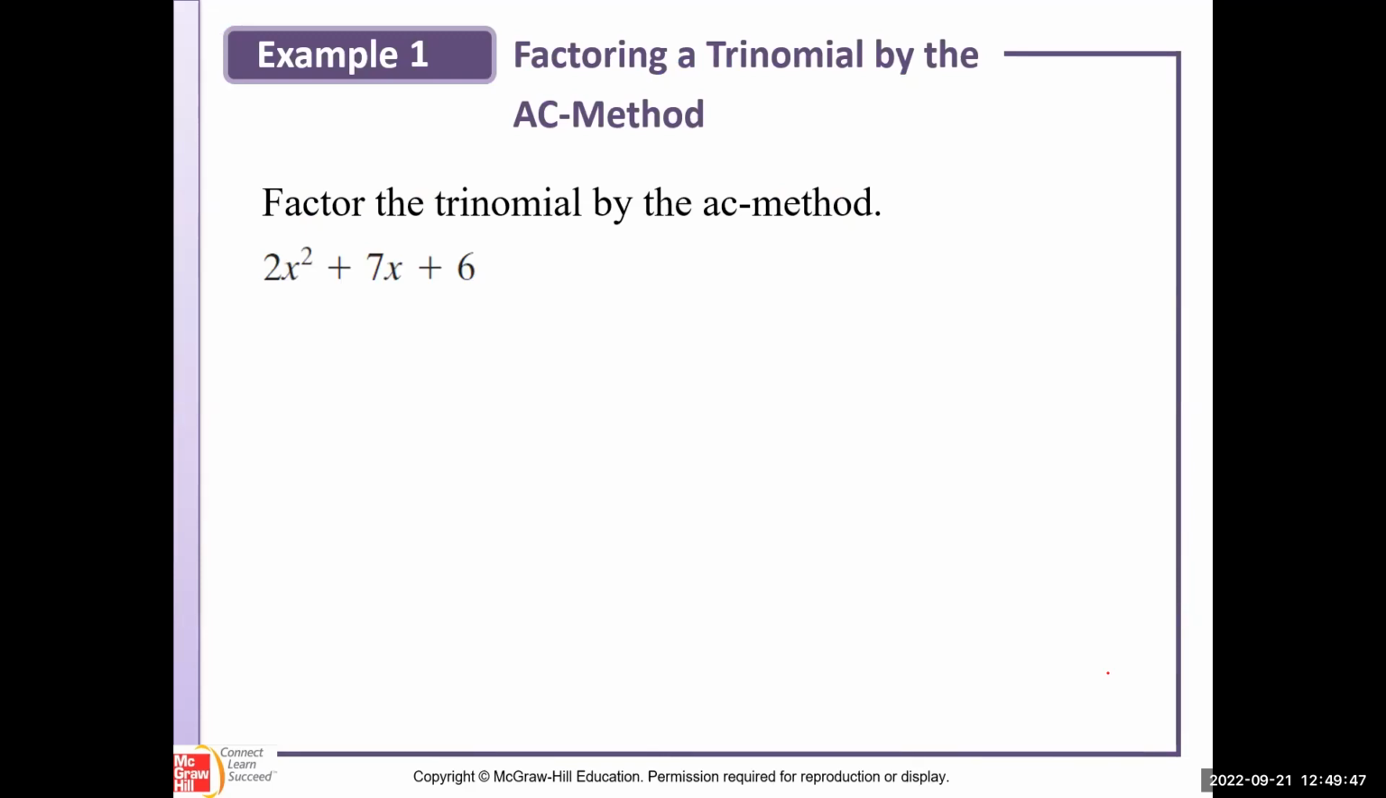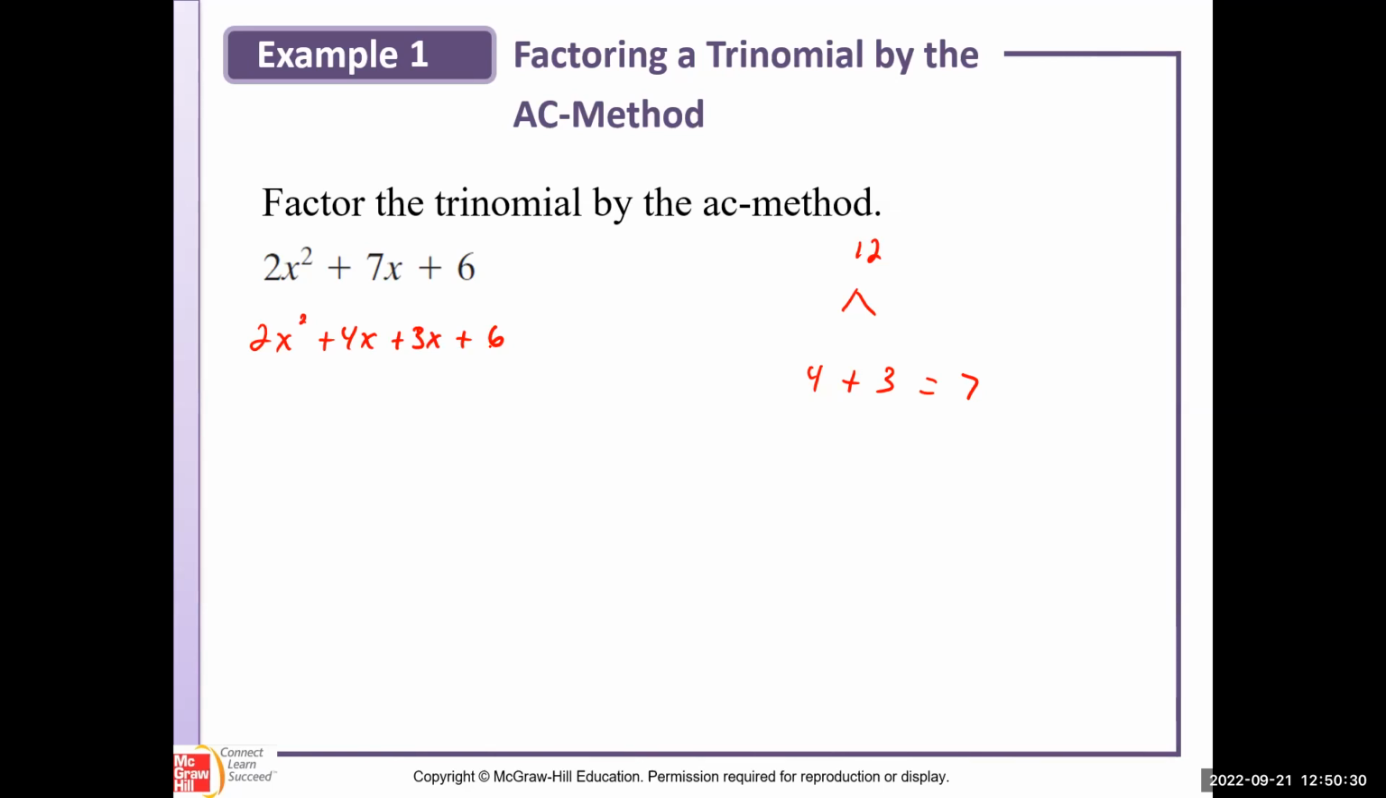So the first example that we have would be 2x squared plus 7x plus 6. If I do 2 times 6, I get 12. So I'm looking for factors of 12 that add up to 7. Well, factors of 12 that add up to 7 would be 4 and 3. Right, so 4 times 3 is 12, 4 plus 3 is 7. And so what you're going to do now is extend the 7x into 3x and 4x.